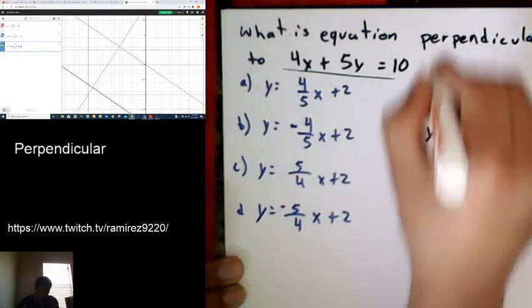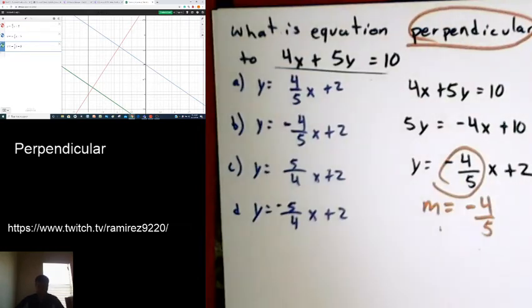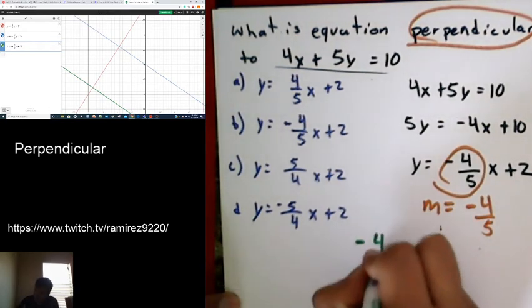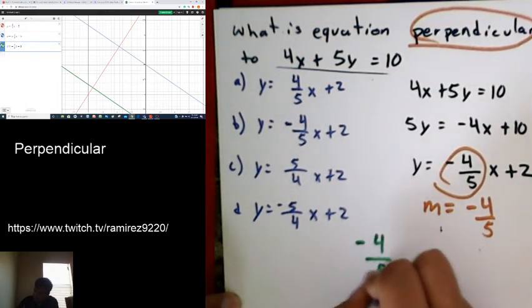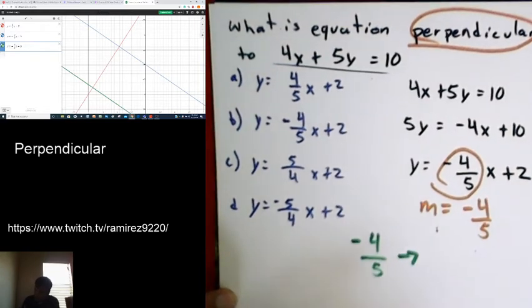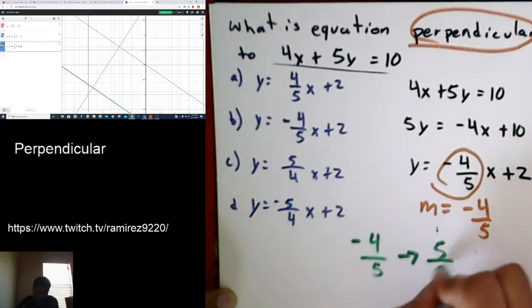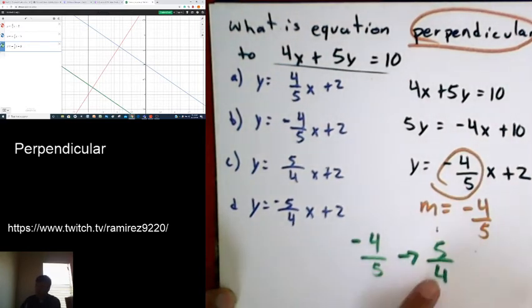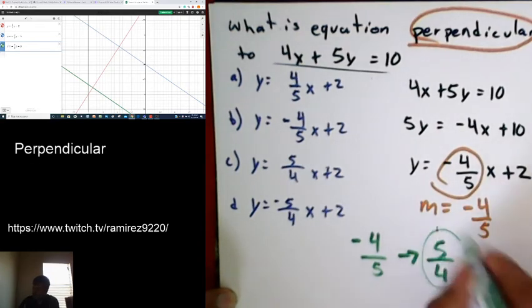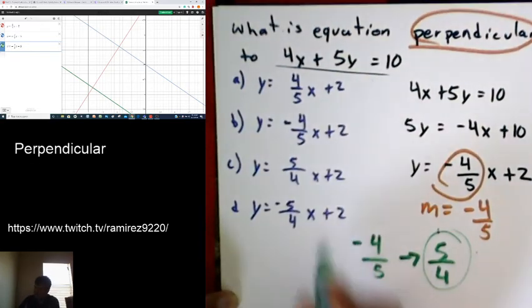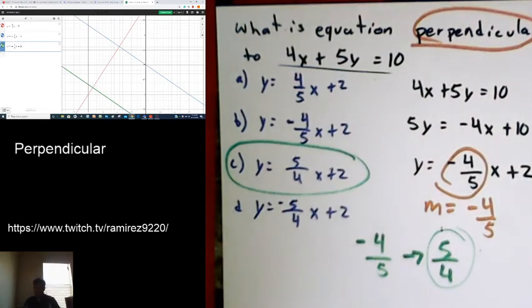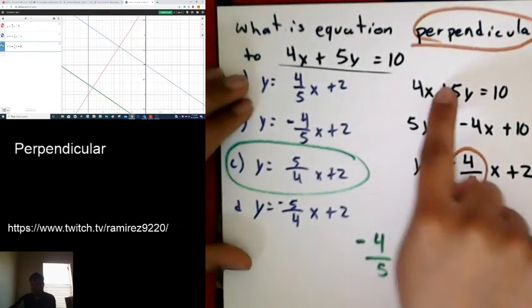But keep in mind that they want it perpendicular. So if they want it perpendicular, this has to flip and change sign. So if I had negative 4 over 5, it has to flip and change sign. It was negative, now it's positive. So I'm looking for the one that says positive 5 over 4 on the x. That's my answer. So again, guys, pretty straightforward when it comes to the actual algebra.